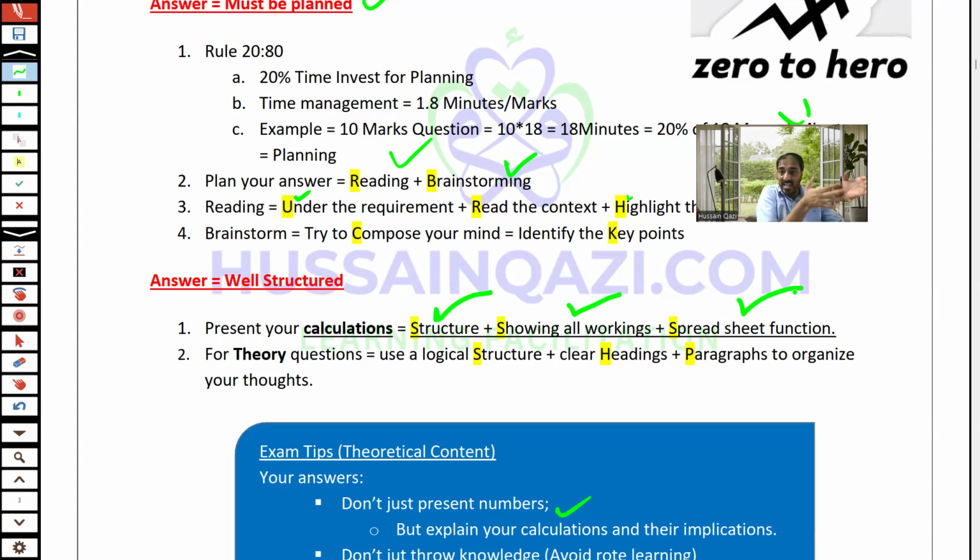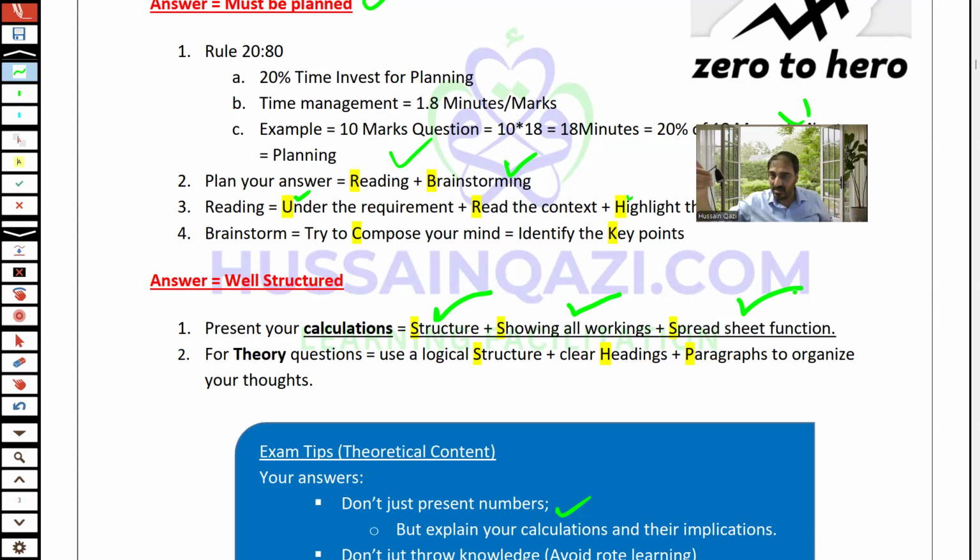Structure, workings, spreadsheet functions. Students, if you are working manually, I'm sorry to say that, you will not be able to prepare for the exam. So you will not become able to conquer the exam. You have to practice the questions with the spreadsheet, not in Microsoft Excel.